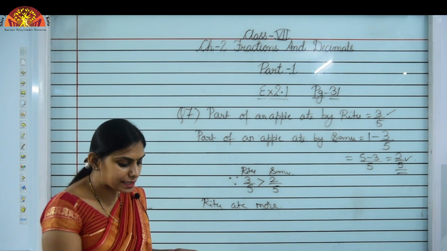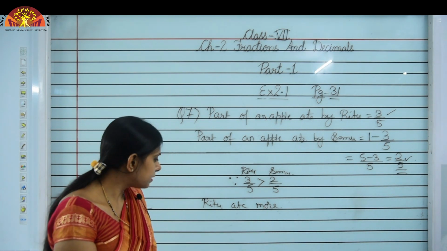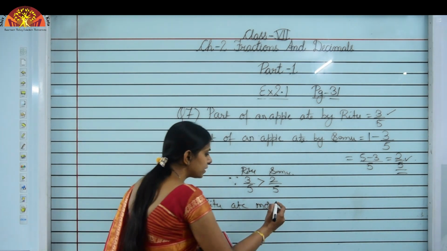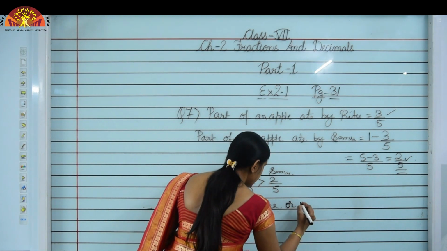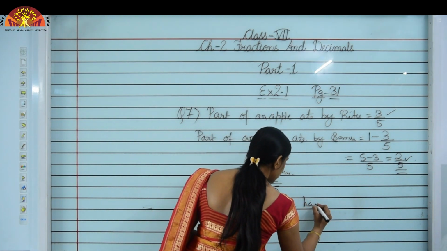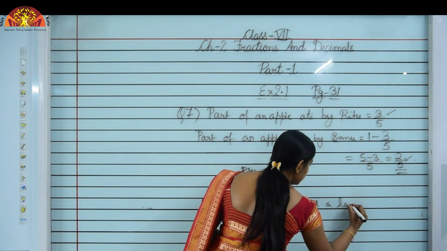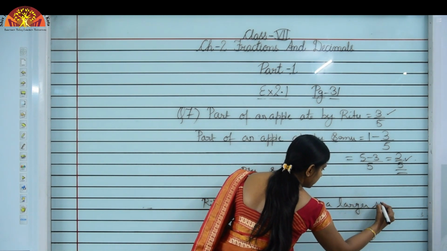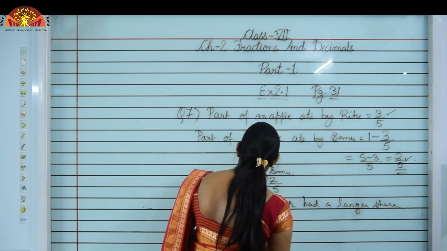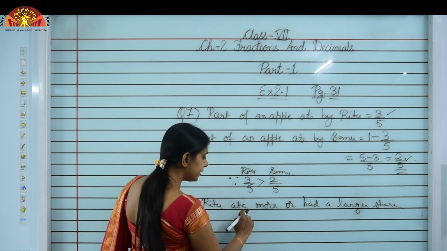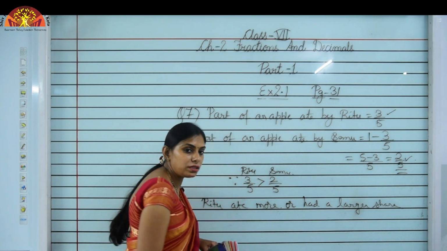Now what has been asked? Who had the larger share? That is, Ritu had the larger share. Or we can write, Ritu had a larger share. We can write that Ritu ate more, or had a larger share.